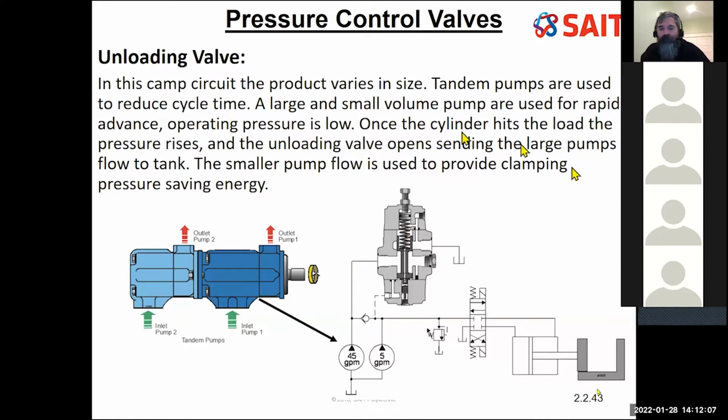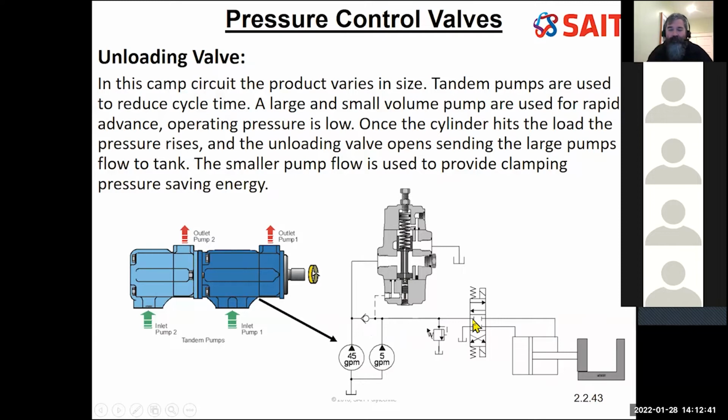So let's start off explaining this circuit in this default position. Both pumps are running, 45 gallons and 5 gallons. There's no pressure in the system, so the check valve is going to be wide open. There's no pressure being detected here, so this valve is not going to open. This valve is going to stay closed. There's no pressure detected, so the pressure relief valve is going to stay open.